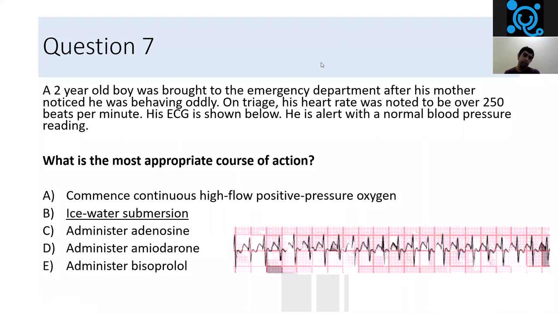Now, this is where option C is technically also a correct answer, but you would want to try option B first. So this boy, the rhythm you can see here is supraventricular tachycardia. And essentially it is the pediatric, if you are to learn one dysrhythmia within pediatrics, it's this one. It's the most common one that children have, okay?